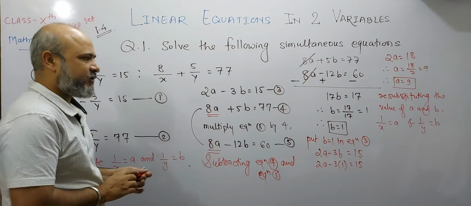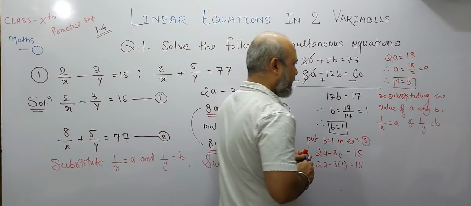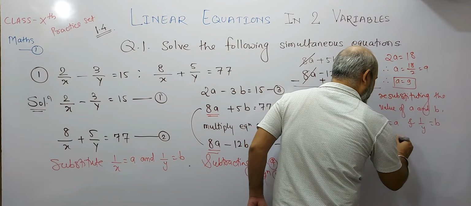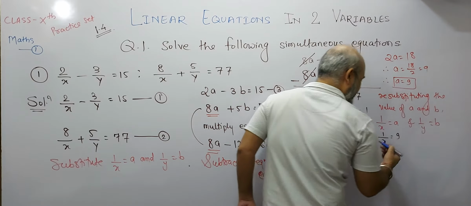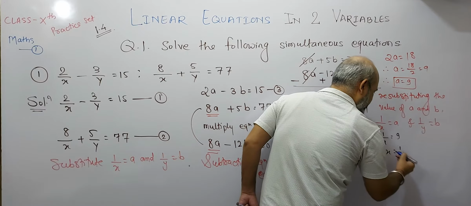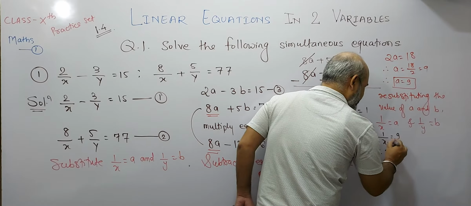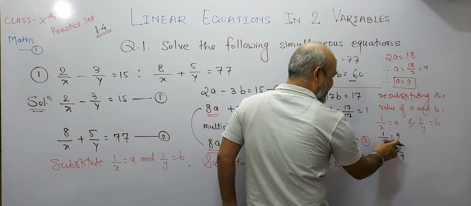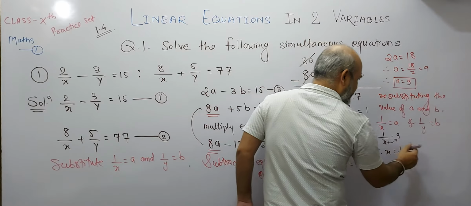So 1 by x is equal to a and 1 by y is equal to b. So you know what is a. So 1 upon x is equal to a. A is 9. So therefore you will write x is equal to 1 upon 9. Just you will interchange these values. So you will get x is equal to 1 upon 9. 9 will come here and x will transfer here. So x is equal to 1 upon 9.